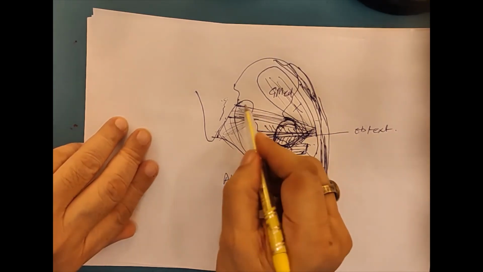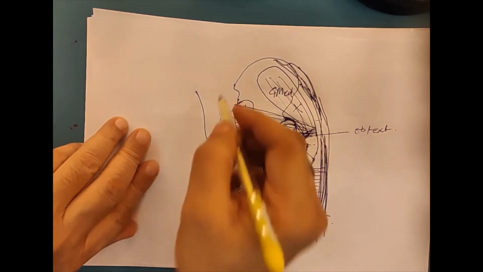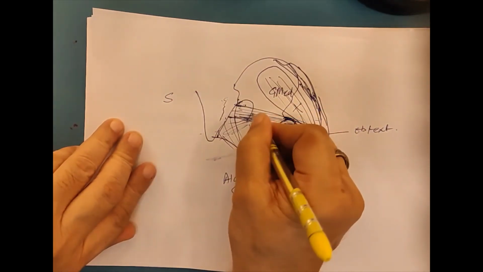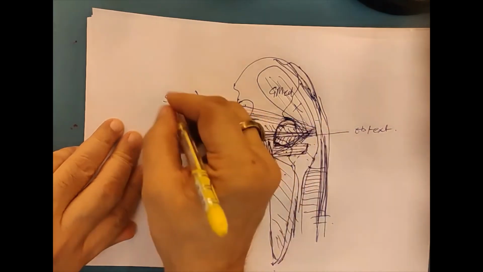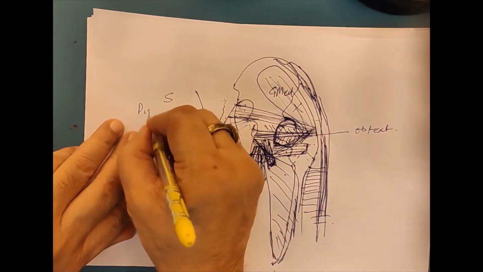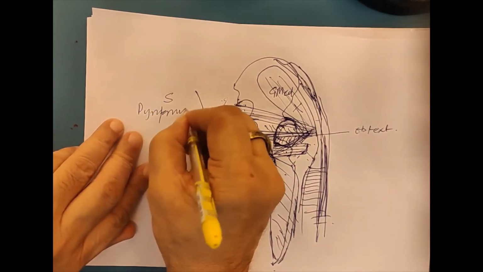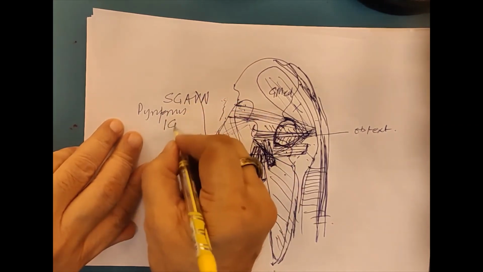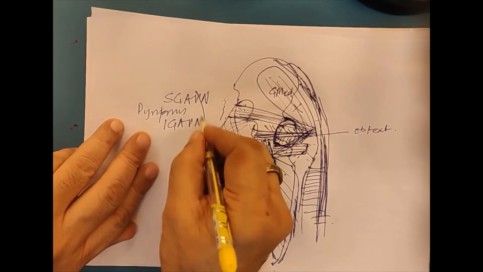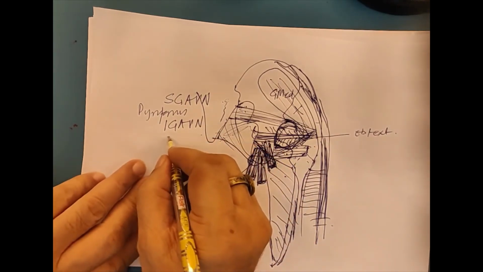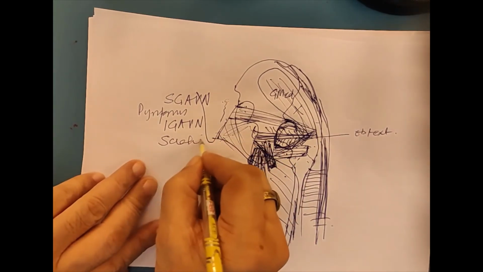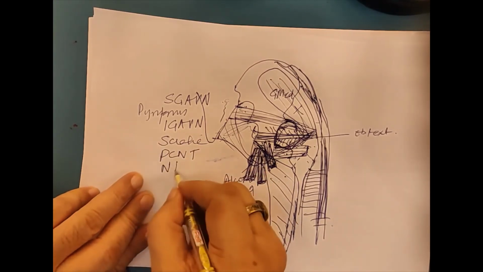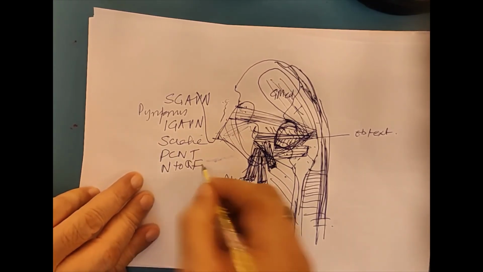I told you that from the greater sciatic notch comes out the piriformis, and above the piriformis you have the superior gluteal artery, vein and nerve. Below it you have the inferior gluteal artery, vein and nerve. Then you have three nerves which are sciatic, posterior cutaneous nerve of thigh, and nerve to quadratus femoris.